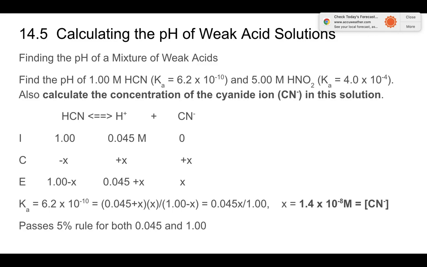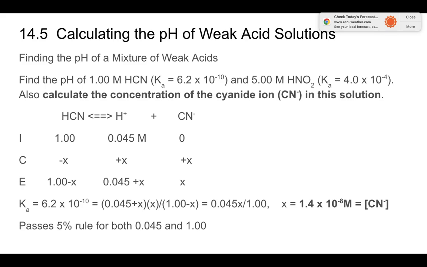The Ka for HCN is 0.045 plus x times x over 1 minus x. Here we're going to not only drop the minus x from the bottom, we're also going to drop the plus x from the top and simplify this down to 0.045x over 1, which makes this a much easier algebra problem. X is 1.4 times 10 to the minus 8 molar. And X, if you recall from the ice table, is the molarity of CN minus, the cyanide ion, that we were looking for. Now this does work because it passes the 5% rule for both the 0.045 and the 1.00.